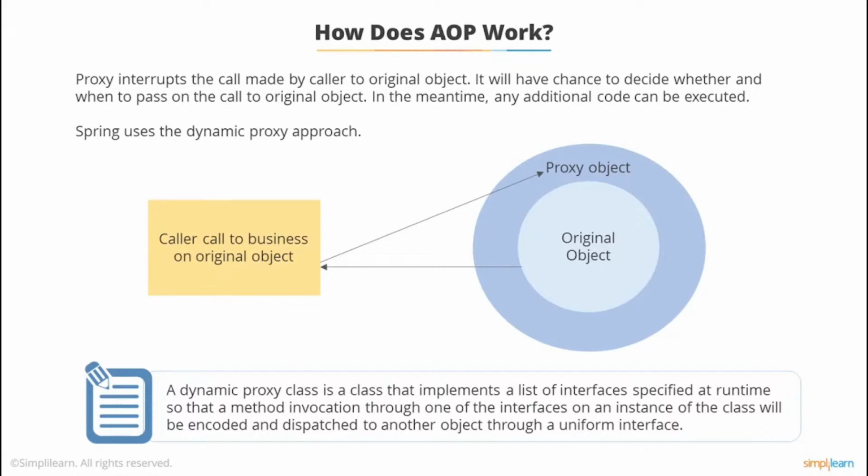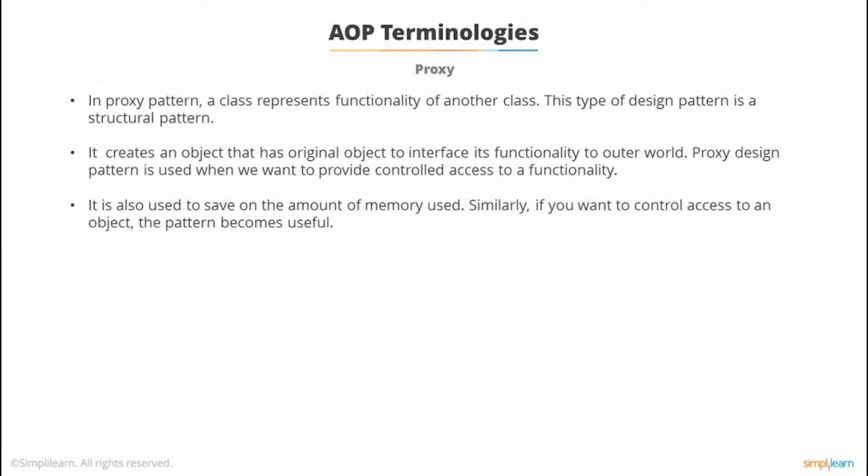A dynamic proxy class is a class that implements a list of interfaces specified at runtime so that a method invocation through one of the interfaces on an instance of the class will be encoded and dispatched to another object through a uniform interface. In the proxy pattern, a class represents the functionality of another class. This type of design pattern is a structural pattern. It creates an object that has the original object to interface its functionality to the outer world.